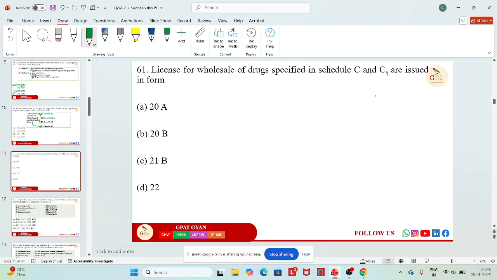License for wholesale of drugs. So wholesale is B. Wherever you can see the wholesale, it will always be one of the schedule B. 20A is cut, 22 is cut. So wholesale, and 21B. 21B. Yes.